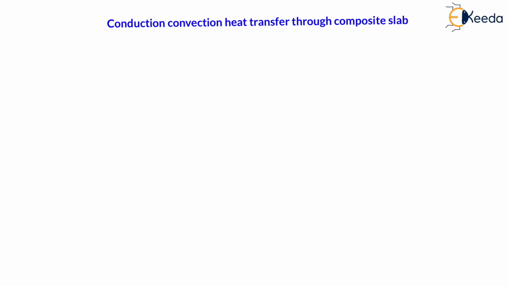Let us say there are two slabs combined together. Let us say this is slab number one, having thickness B1 and thermal conductivity K1. And let us say there is another slab of thickness B2 and thermal conductivity K2. These are the two slabs.